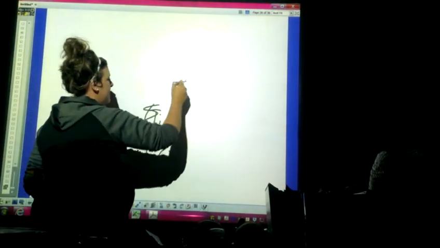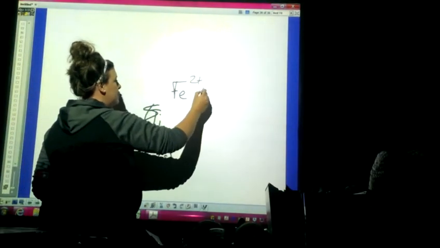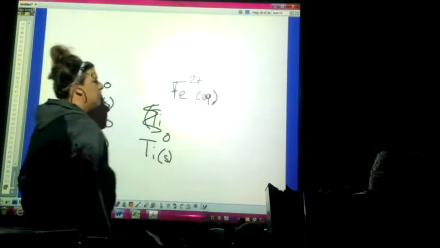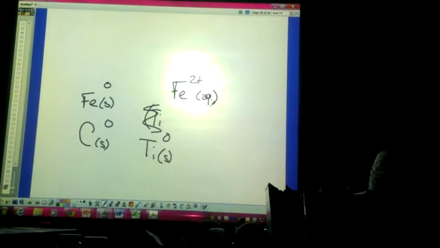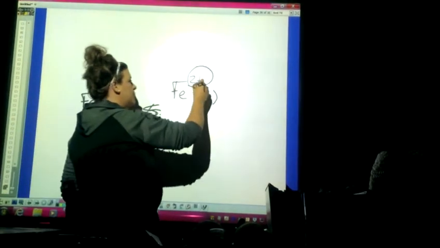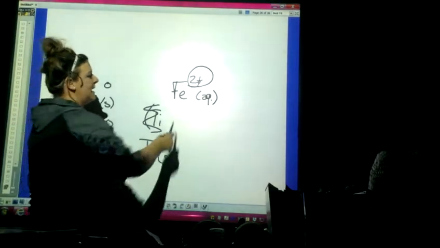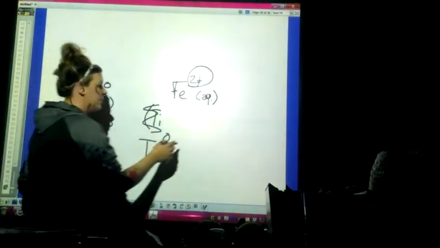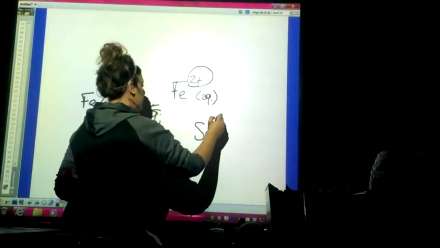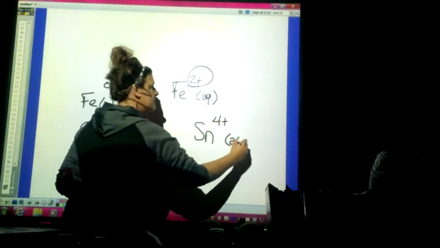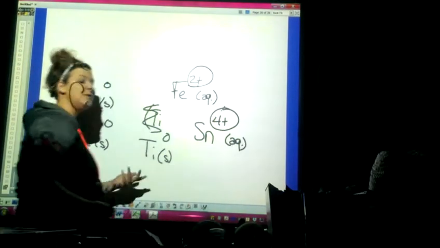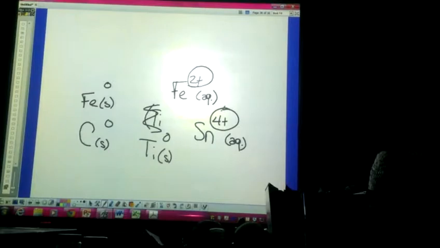Unless it has a charge that's associated with it. So let's say that I give you Fe2+. What's the oxidation state of that one? Well, it's just going to be the charge that was given with that particular element. So if it says Fe2+, the oxidation state for iron is going to be a +2. If it's Sn4+, the oxidation state is just going to be the charge that was given to you, okay?